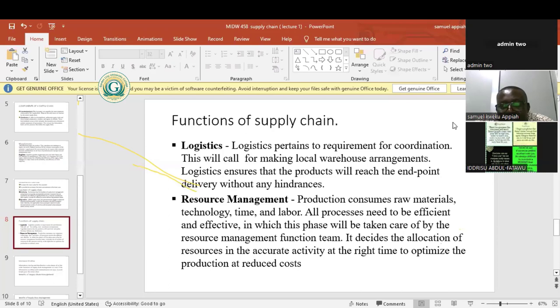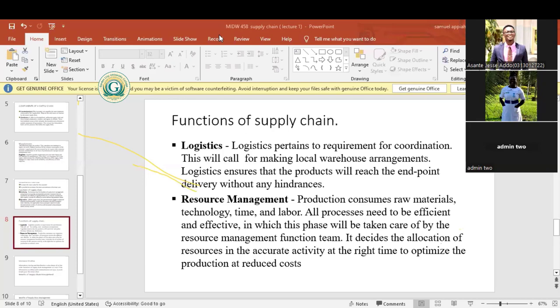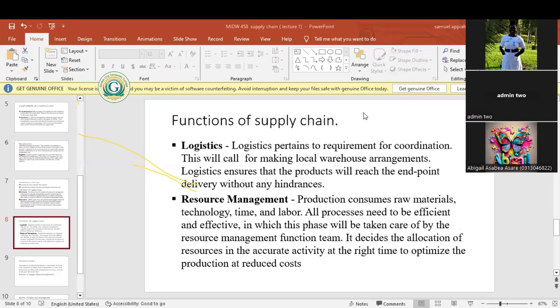Sir, please, I'm trying. Effective means it's done properly, and efficiency means it's enough or something. So one is doing the right thing and the other is doing things right. What is the difference? Which one is doing the right thing and which one is doing things right?